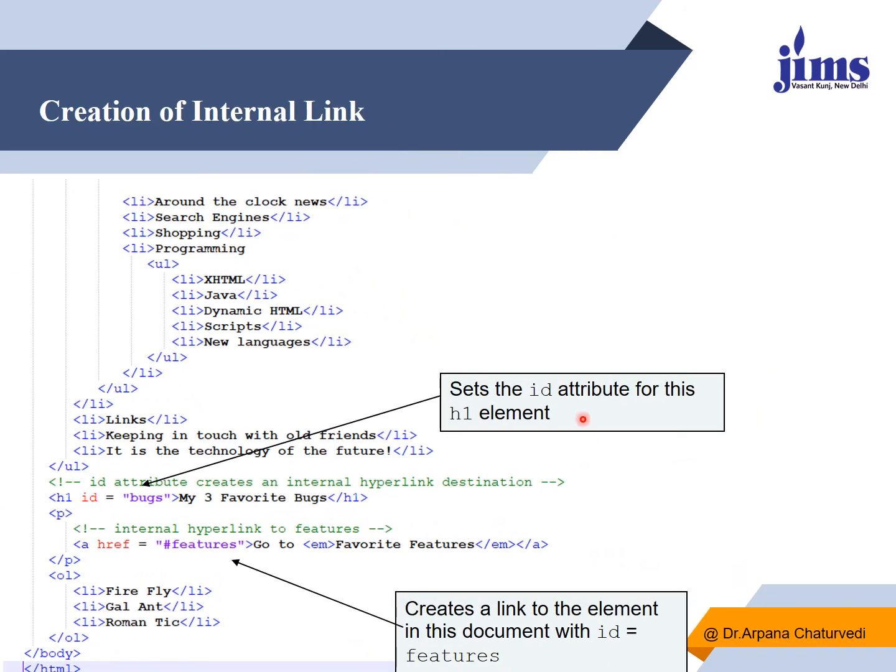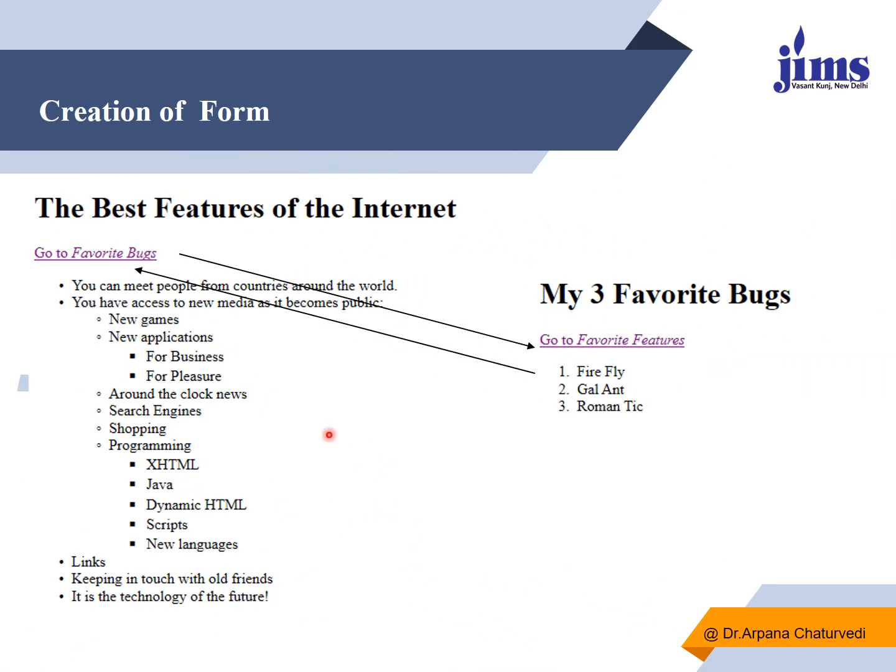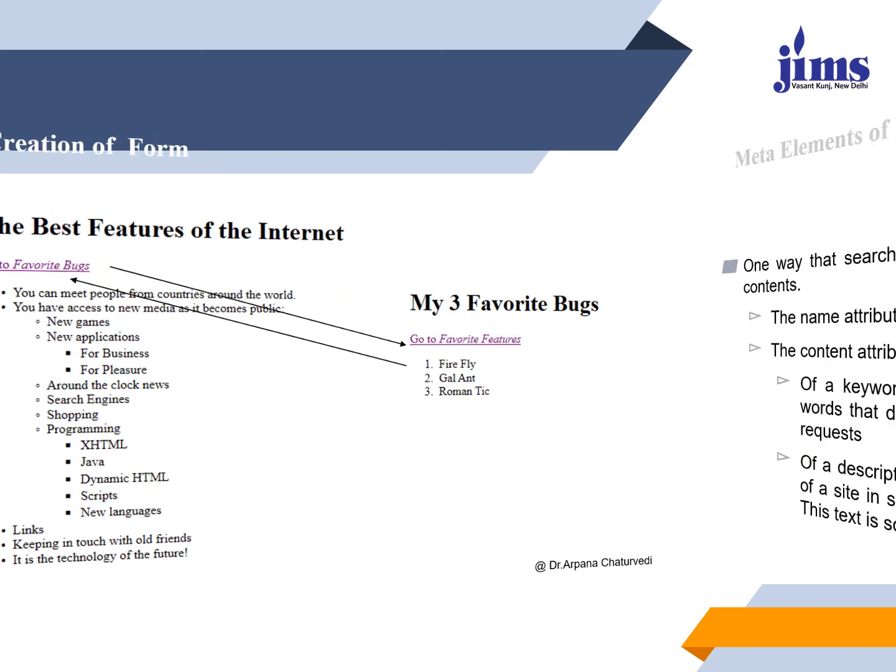So this is for internal linking. It is mandatory to have an id element, as well as it is mandatory. The moment the candidate clicks on go to favorite bugs, the cursor will take to the favorite bugs portion. When the candidate clicks on go to favorite features, the cursor will take to the go to favorite bugs at that time.